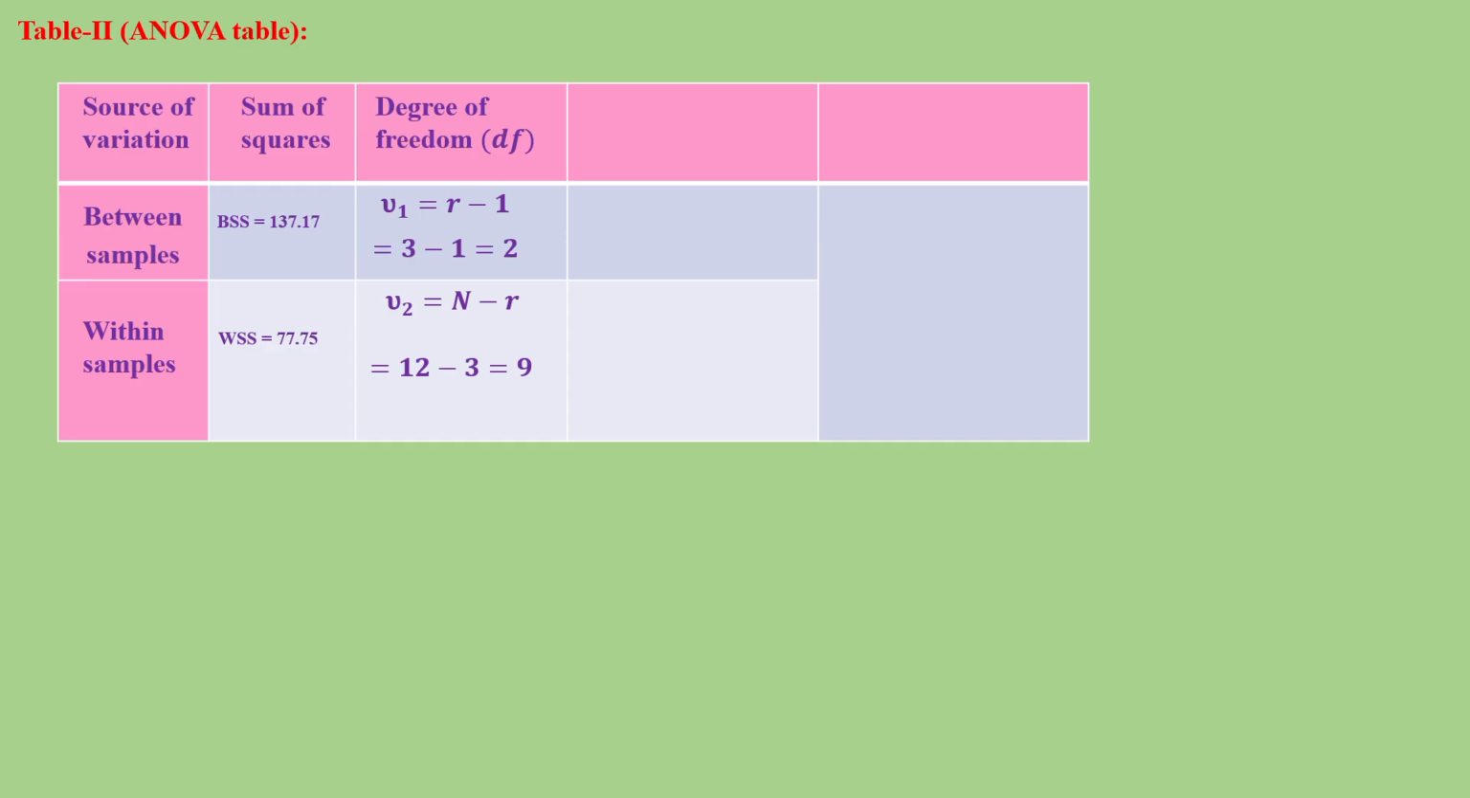Next, the ANOVA table. Source of variation: between sample, within sample. Sum of squares between sample, BSS, is equal to 137.17, within sample WSS 77.75. Degrees of freedom: V1 is R minus 1, that is 3 minus 1, 2. V2 is N minus R, 12 minus 3, 9. Then mean sum of squares between the samples, BSS by V1, 137.17 by 2, that is equal to 68.59. Then mean sum of squares within sample, WSS by V2, 77.75 by 9, that is equal to 8.64.